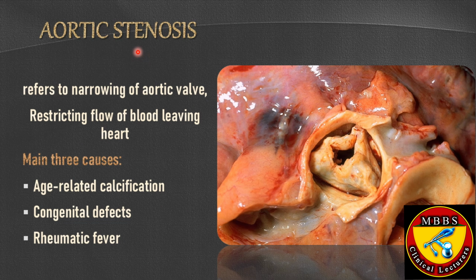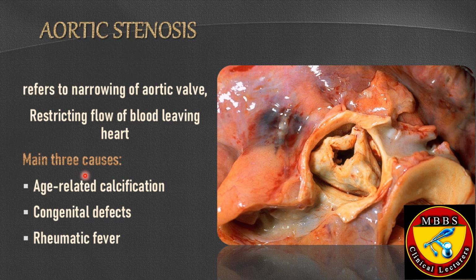Then aortic stenosis refers to the narrowing of the aortic valve. Now you can see this is the aortic valve. Now this may be calcification which is not completely letting this valve open. This is the annular ring. These are the valves, tricuspid valve, but they are not completely open. This is the fibrous ring. It refers to the narrowing of the aortic valve, with restriction of the flow of blood leaving the heart, meaning the left ventricle is not emptying completely and easily.